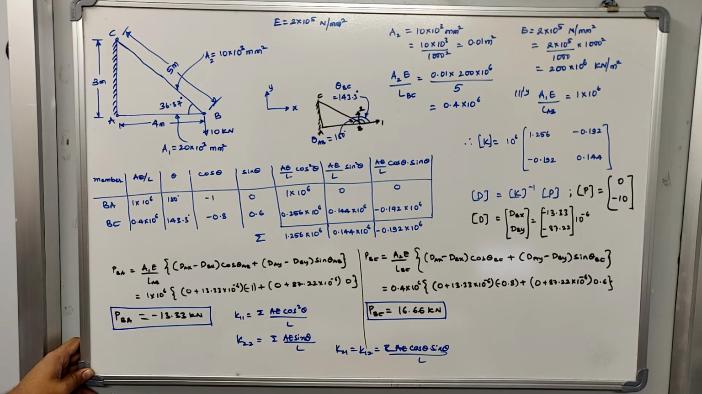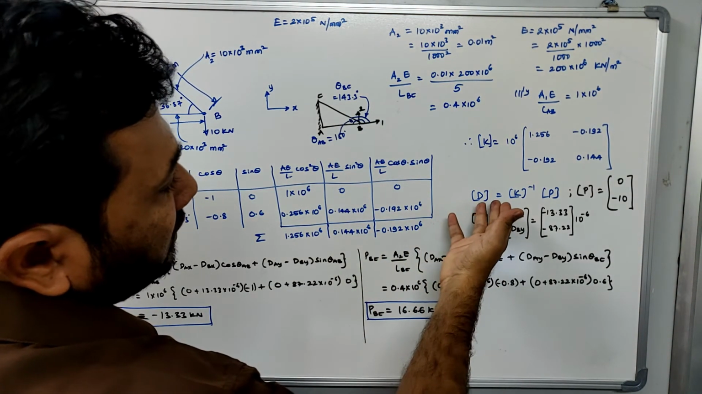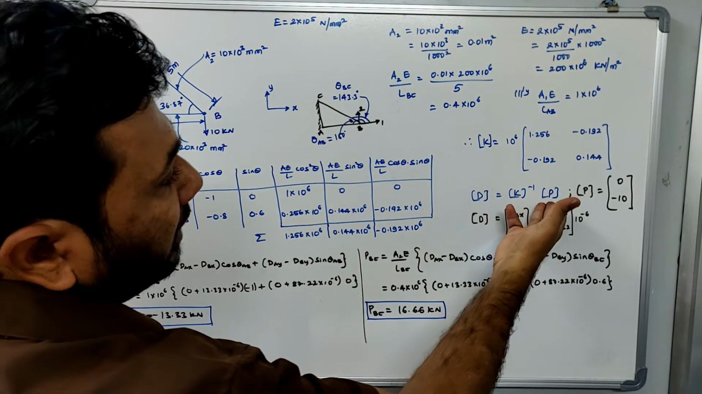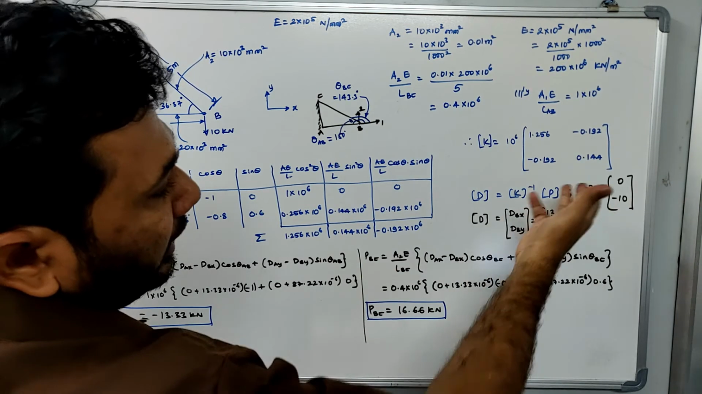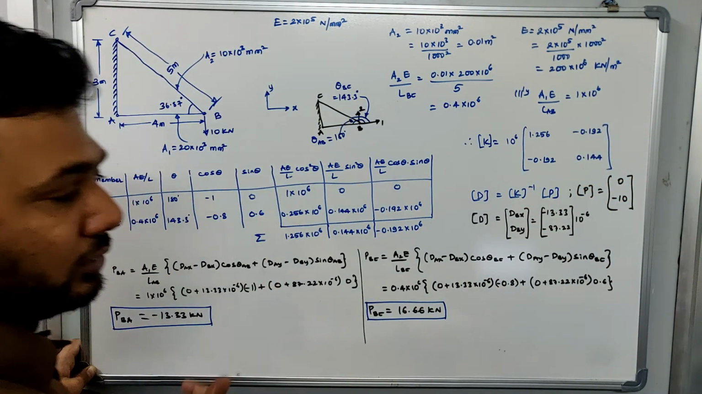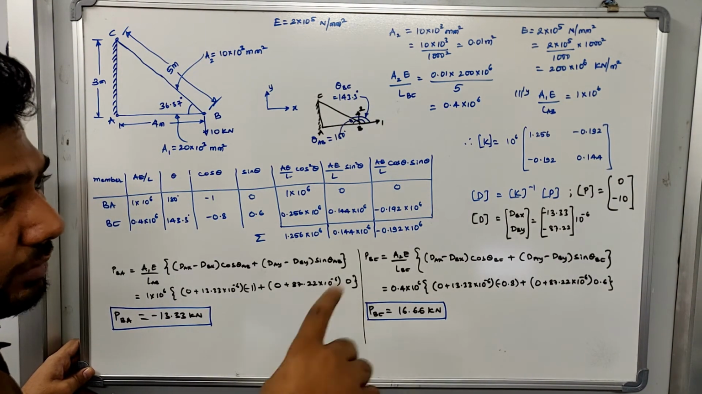Once we have solved the stiffness matrix, what will be the next step? The next step would be to solve the displacement matrix. To solve the displacement matrix, we take the inverse of the stiffness matrix multiplied by the force matrix. So let us try to identify what the force matrix is here. Earlier, when I calculated the force matrix, I used to take the negative of whatever the matrix was.